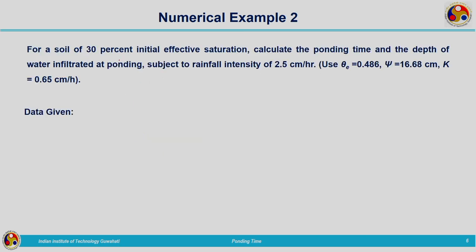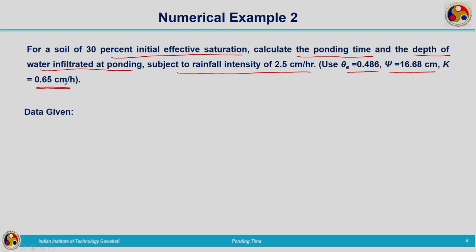For a soil of 30% initial effective saturation, calculate the ponding time and the depth of water infiltrated at ponding, subject to rainfall intensity of 2.5 centimeters per hour. Theta E is given to us, 0.486, psi is 16.68 centimeter. And hydraulic conductivity K is equal to 0.65 centimeters per hour.